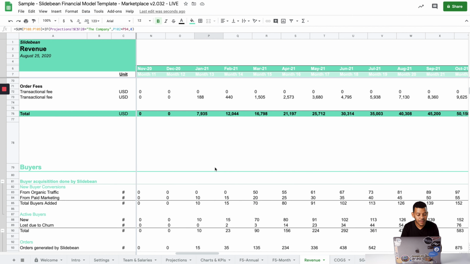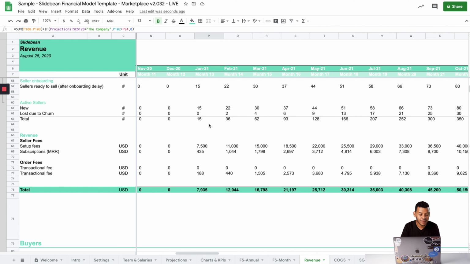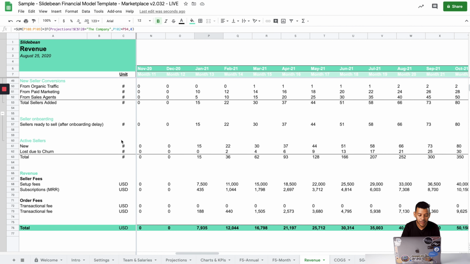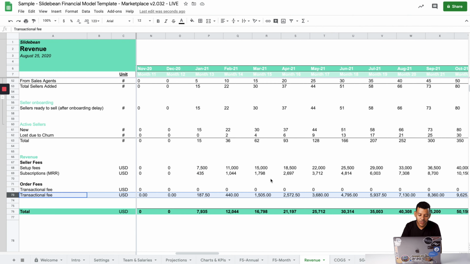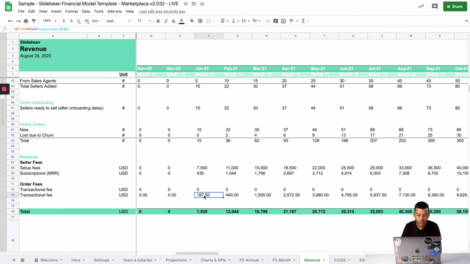Now that this is enabled, we can go back and see what the seller fees look like. So we have setup fees. Remember that we enabled that. We told sellers that they're going to have to pay to join the platform. I think it's $500. We have the subscription amount, if you want to do that as well. And then the transactional fee. So this is the important part. You were saying that you're going to be charging 10% of those orders. So 10% is what you're going to be charging, which means that your revenue is going to be the sum of all this stuff.